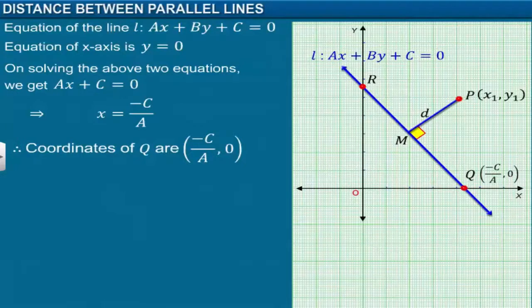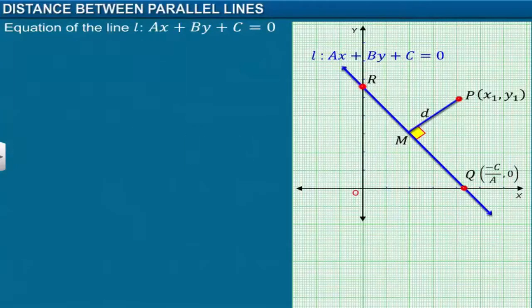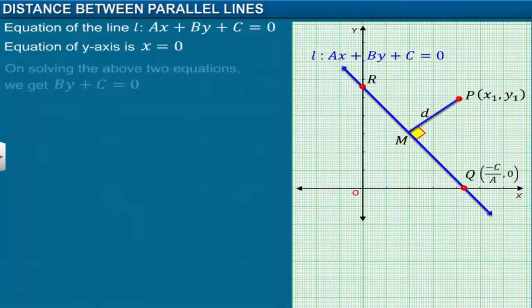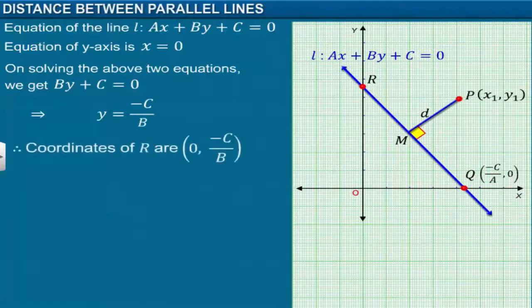The coordinates of point R are obtained by solving the equation of the line and the equation of the y-axis, that is, x is equal to 0. On solving, we get the coordinates of point R as 0, minus c upon b. Let us join PQ and PR to form triangle PQR.